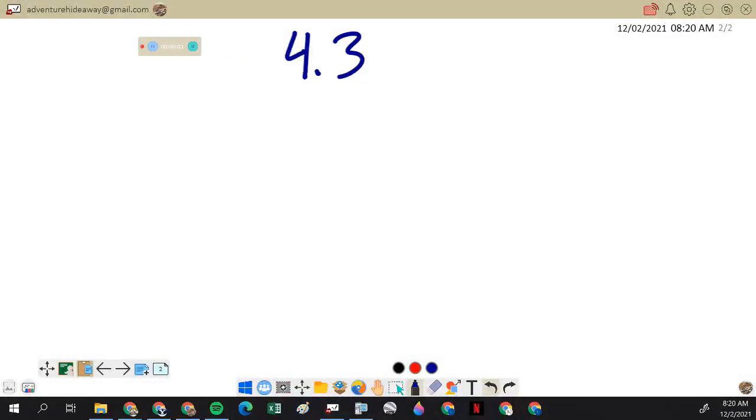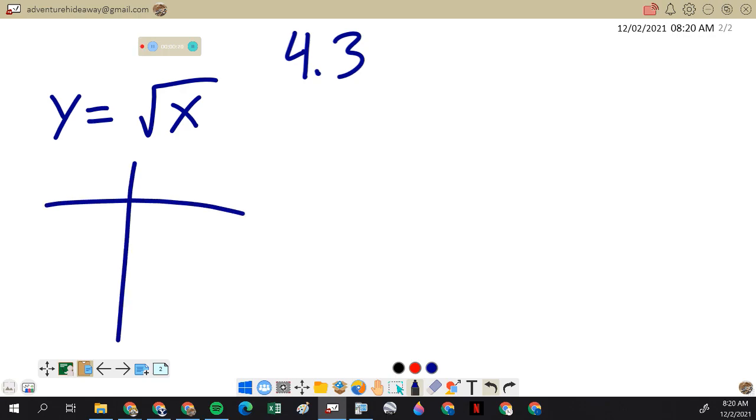4.3 is our assignment today, and it deals with graphing square root equations and cubed root equations. So the general square root equation, y equals the square root of x. If we built a table and we put x and y, x was 0, 1, negative 1, well, let's do 1, 2. So plug 0 into that function.